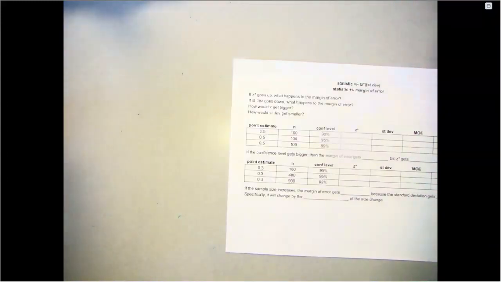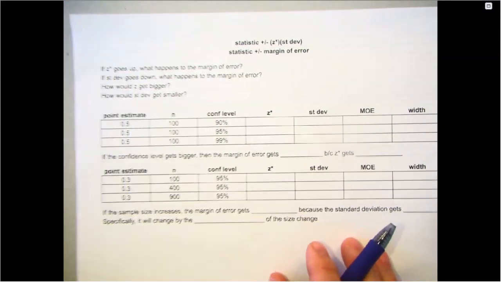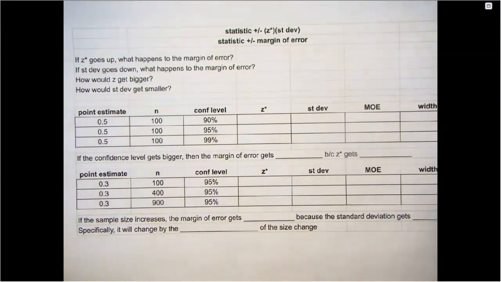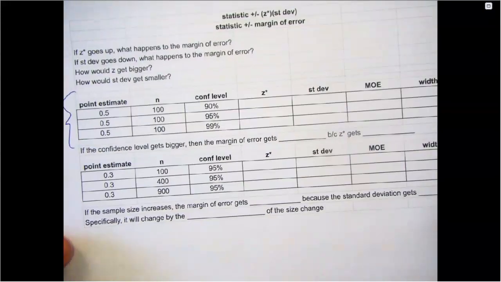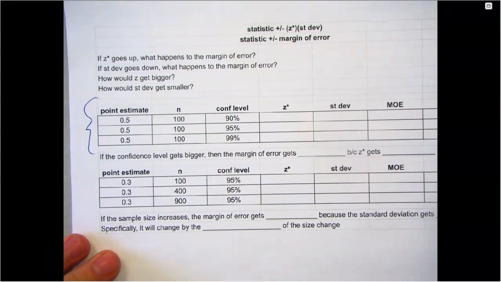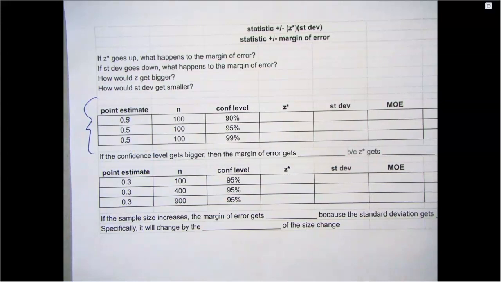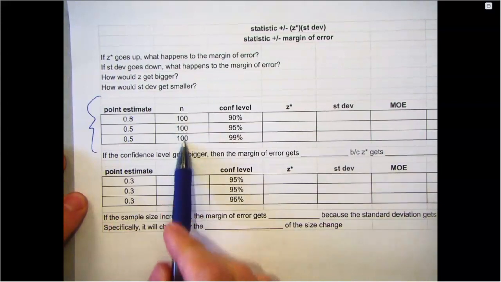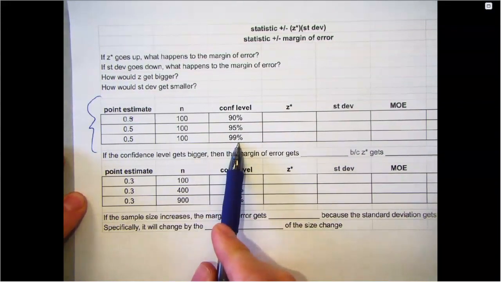Alright. So the four questions at the top are the ones we want to answer, but I'm not going to tell you. I want to see if we can figure it out by playing with some data and trying some things. If you look at this first one, I kept the point estimate the same. Remember, that's the one in the middle before you do the plus or minus to get your window. I kept the sample size the same, and I changed the confidence level.